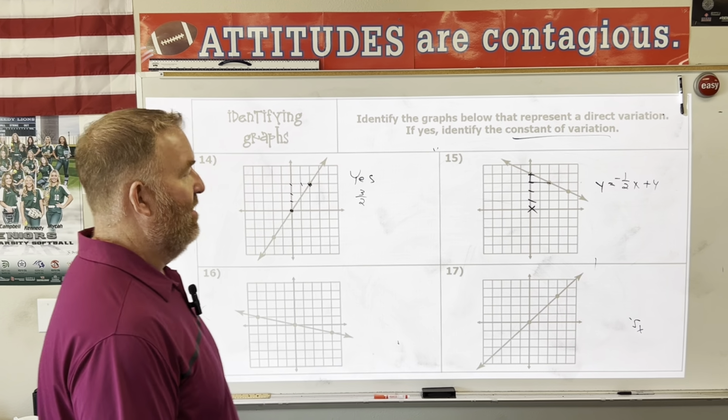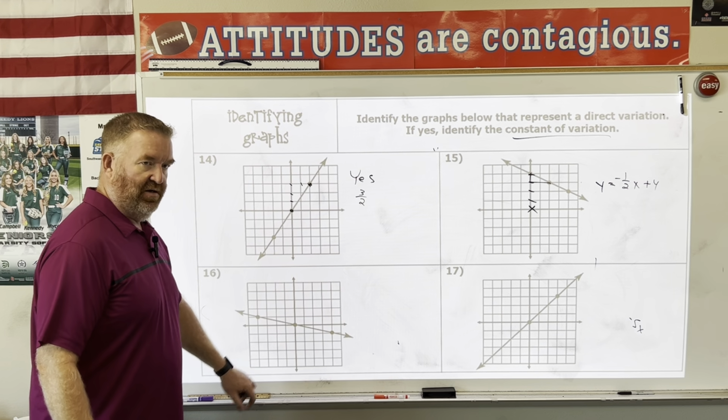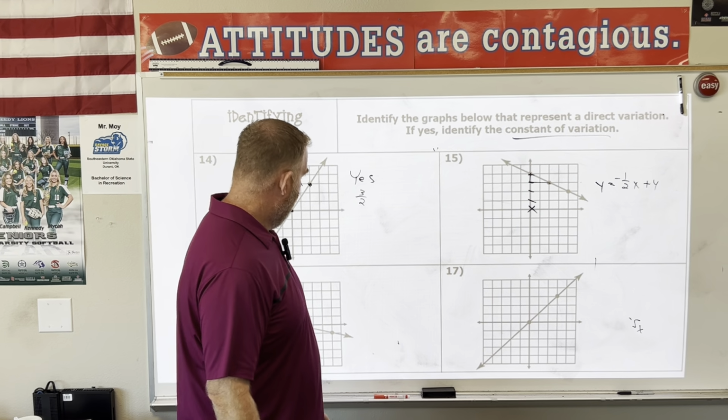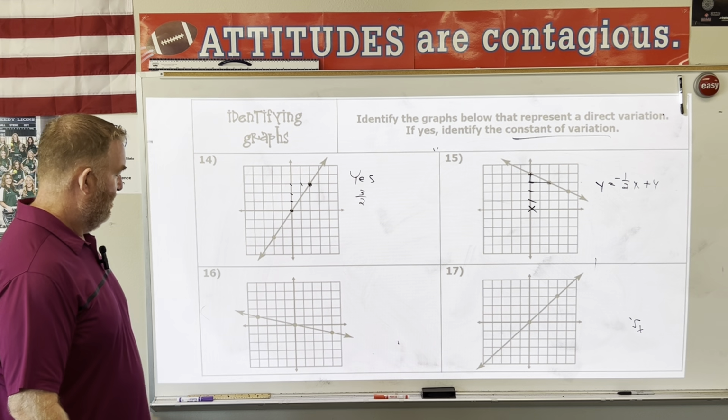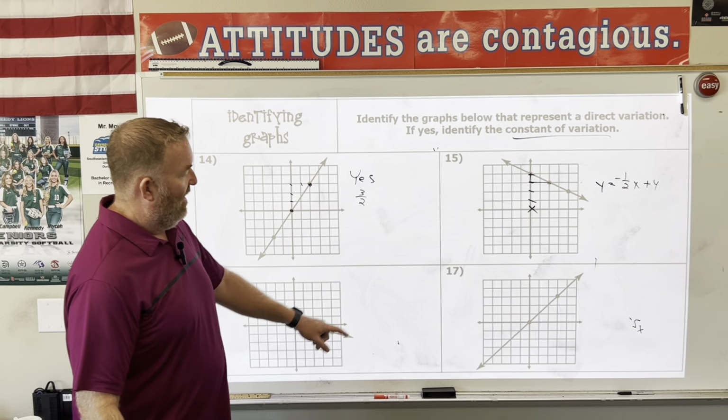That's the equation. That +4 on the end messes everything up. Okay? All right. Number 16. Yes or no? Yes, that one's good. Positive or negative, by the way? Negative. Down 1 over 4. So -1/4. Okay? What about number 17?